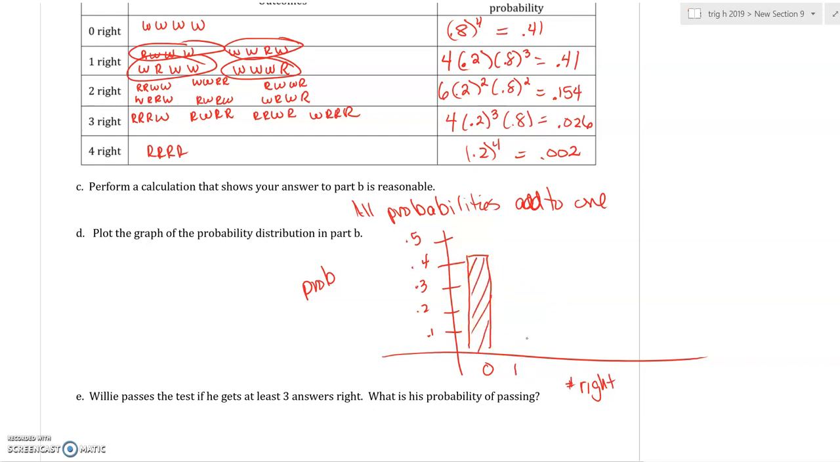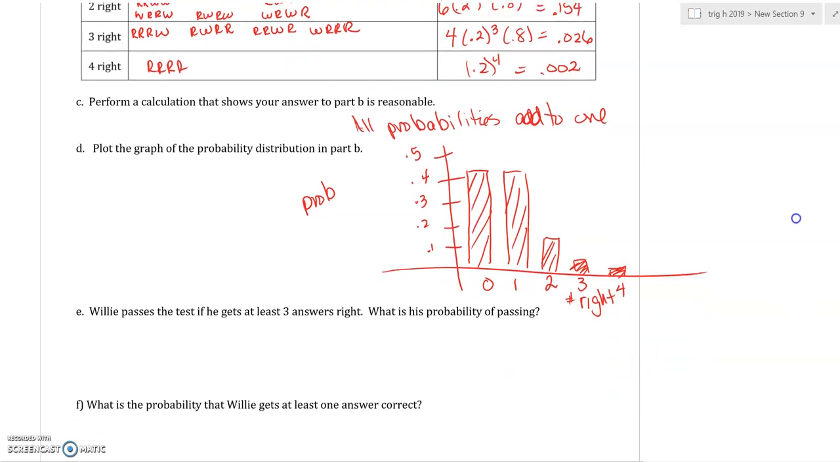1 right, let's see, 1 right was also 0.41. 2 right was 0.154. And let's see, 3 right, not very likely. 3 right was 0.026. And 4 right, also not very likely to get them all right, which was 0.002. So there's your probability distribution.